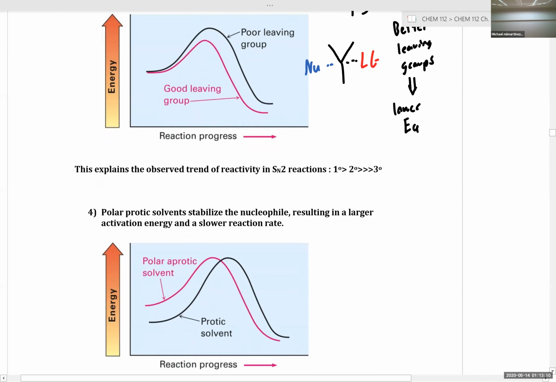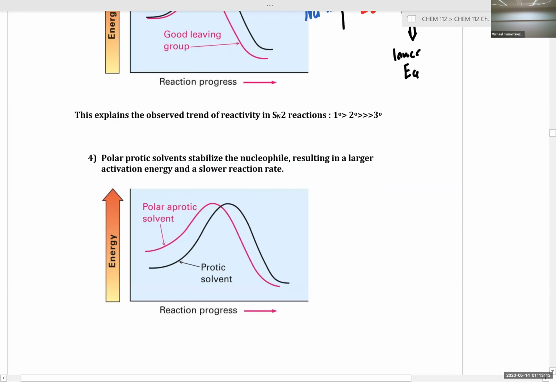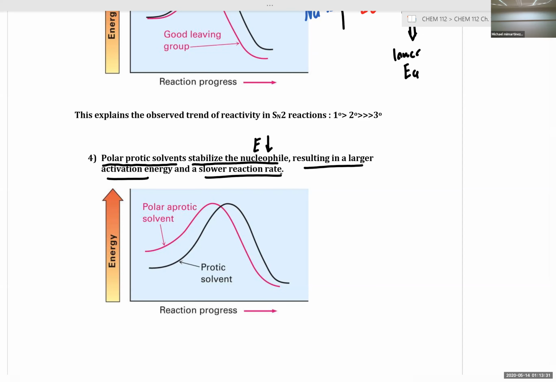Okay, so let's keep going. Let's talk a little bit about polar protic solvents. As a refresher, polar protic solvents stabilize the nucleophile, the energy decreases, resulting in a larger activation energy and a slower reaction rate. And we've discussed the reasons behind this previously. Note, the transition state energy is about the same in both solvents.